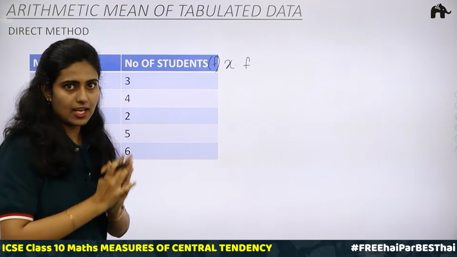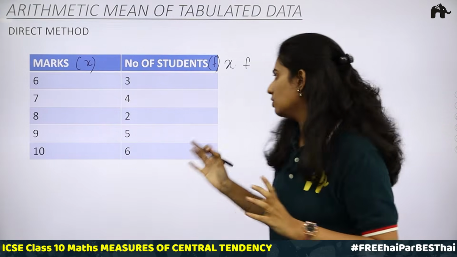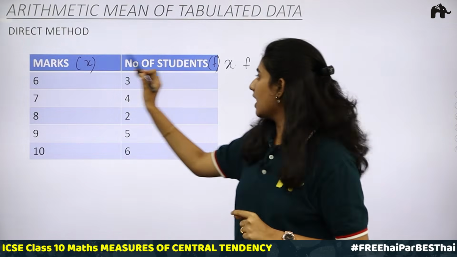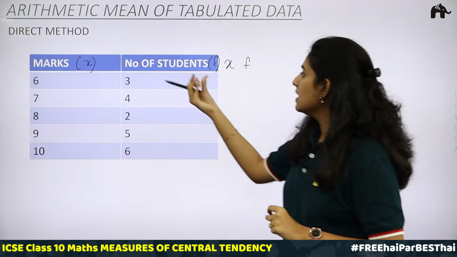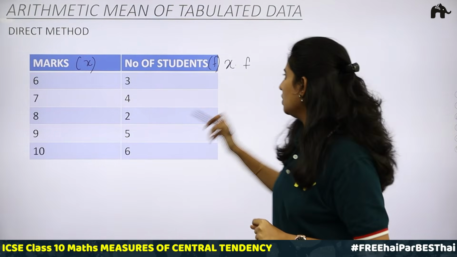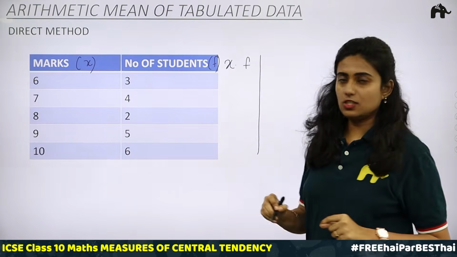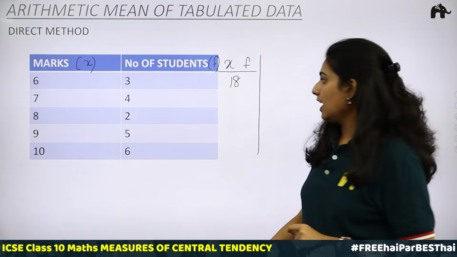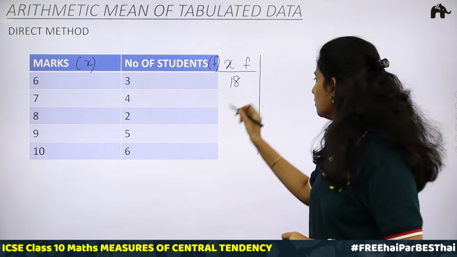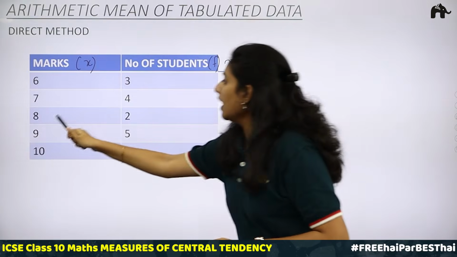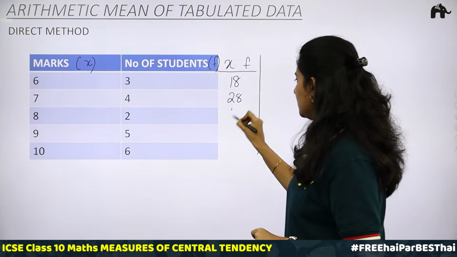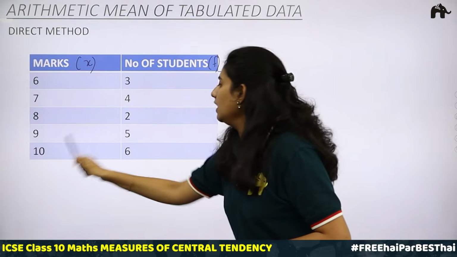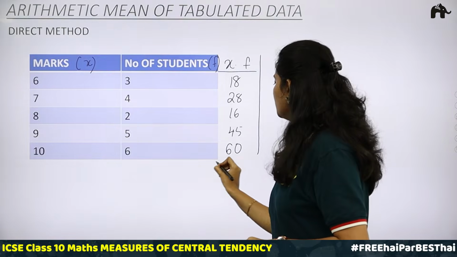We are explaining the direct method. In the direct method, you don't have anything to do. Directly, you will be finding xf and taking the sum. Let's see. Here the marks is 6 and the number of students, 3 students have scored 6 marks. 6 into 3, when you do 6 into 3, what do we get? 6 into 3 is equal to 18. Next, 7 into 4 is 28. 8 into 2 is 16. Next, 9 into 5, 45. 10 into 6, 60.